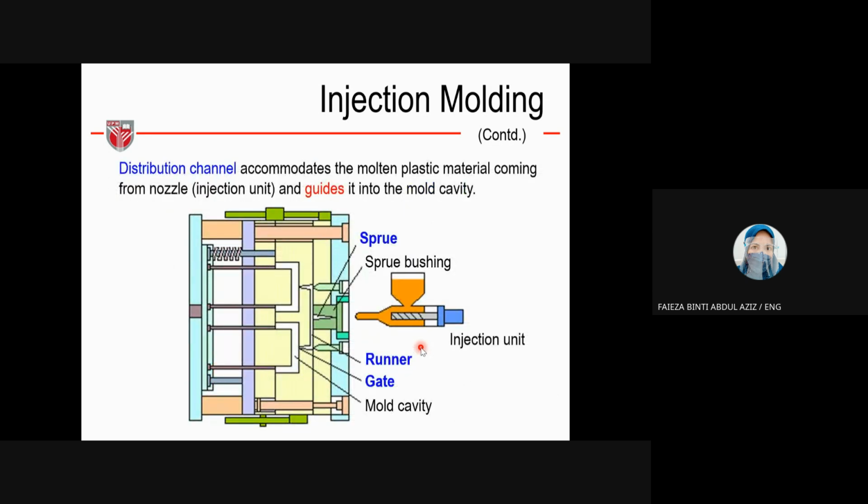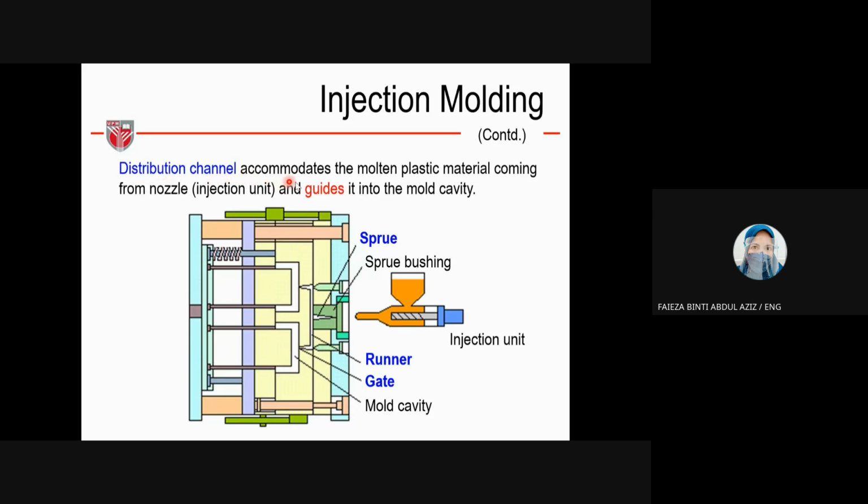Right. So this slide shows in detail the injection molding components. For example, here you can see the sprue. This is the injection unit. This is the runner. The runner is the part that holds the component. These are the mold cavity, these are the components. So the runner is holding this.